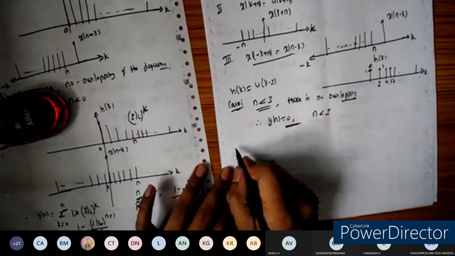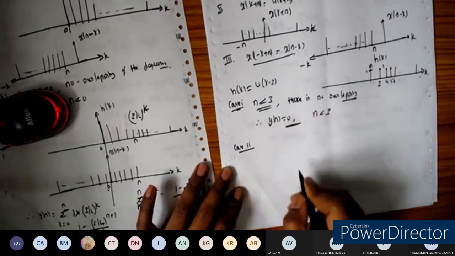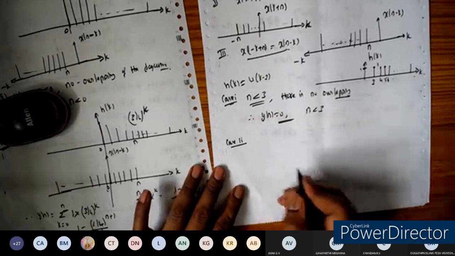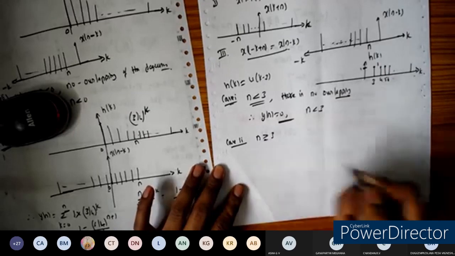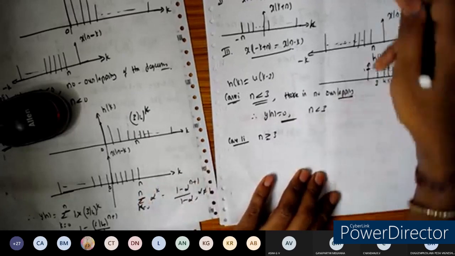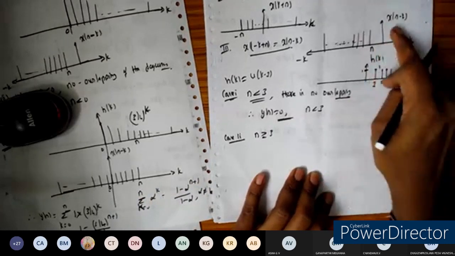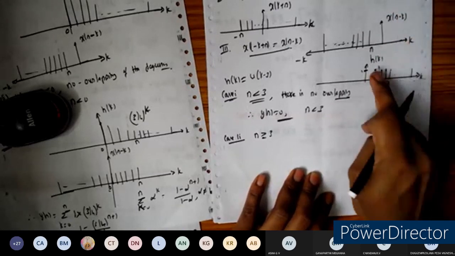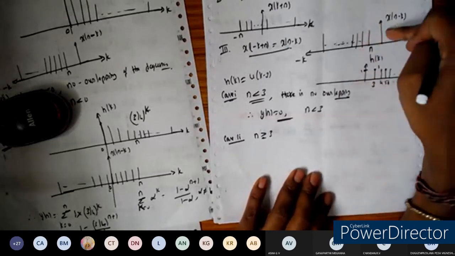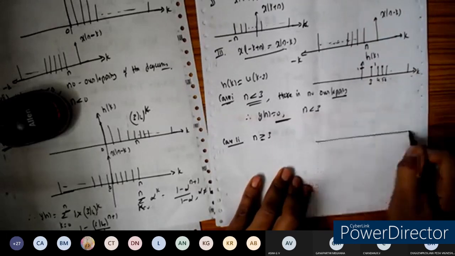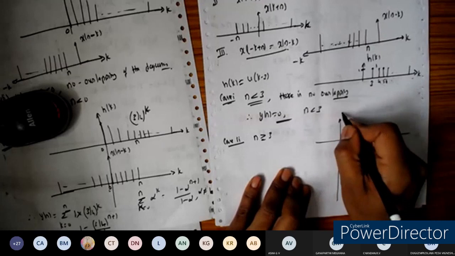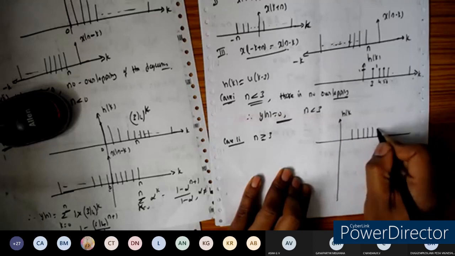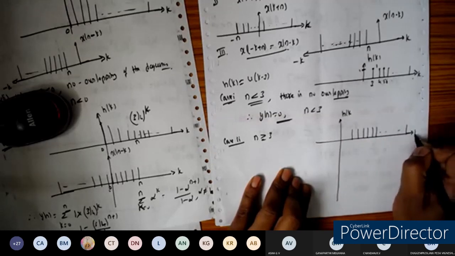Got it? Next, case 2. What is the value of n in case 2? Greater than or equal to 3. Yes, so when n is greater than or equal to 3, very good. So I will plot the waveforms here. First I will plot x of k. Next, first I am going to plot h of k, then with x of n minus k I am going to plot here. So this is h of k, which starts from 3, 4, 5, 6, 7, 8, and so on, up to infinity.